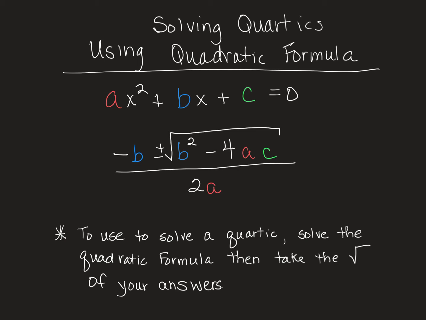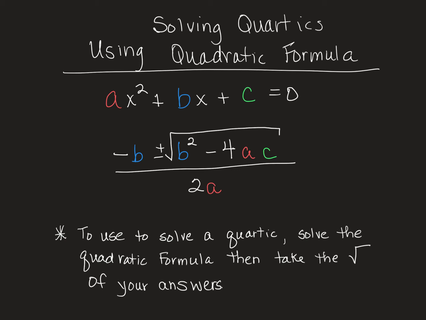And then what happens is this is set up for a quadratic. So once I get this down in simplified form, I've got to take that square root one more time. And by taking the square root of that answer one more time, that takes care of my quartic. Okay? Are we good? We ready?